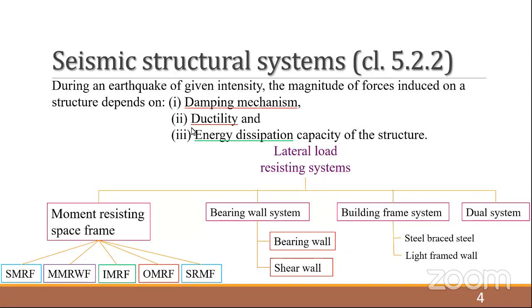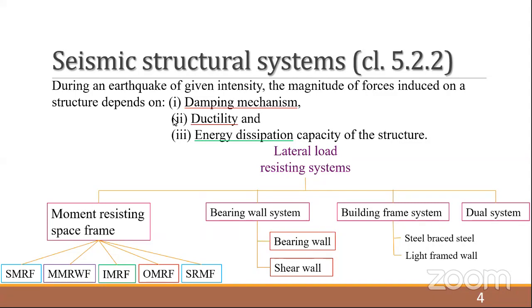When we look at the moment resisting frame system, these resist the force in members and joints primarily by flexure, and rely on the frame to carry both vertical and lateral loadings. The moment resisting frame can be constructed of concrete, masonry, or even steel. And there are five types of moment resisting frame system.